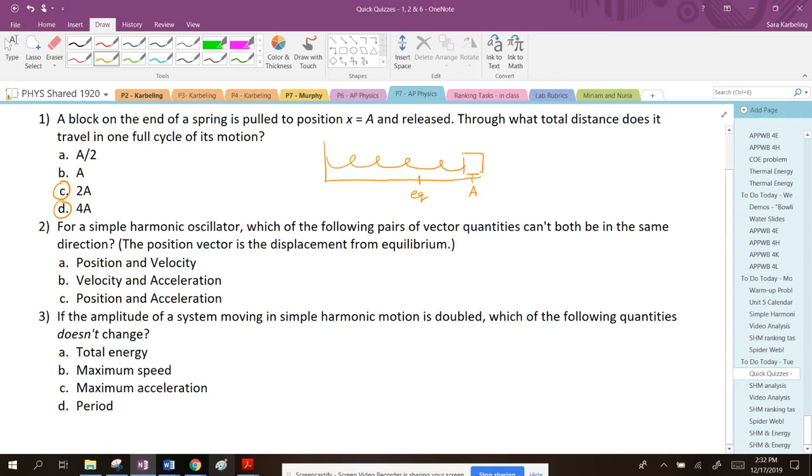For my friends that said 2A, so she's arguing for 4A. Do you agree with her? Is there something that we missed? Assuming it's an ideal spring. Yes, point taken. We always assume it's an ideal spring.